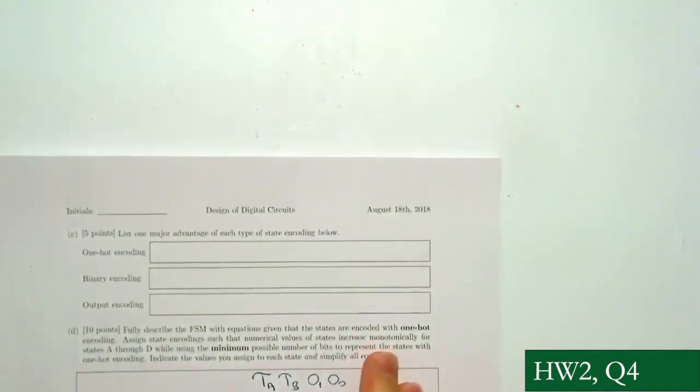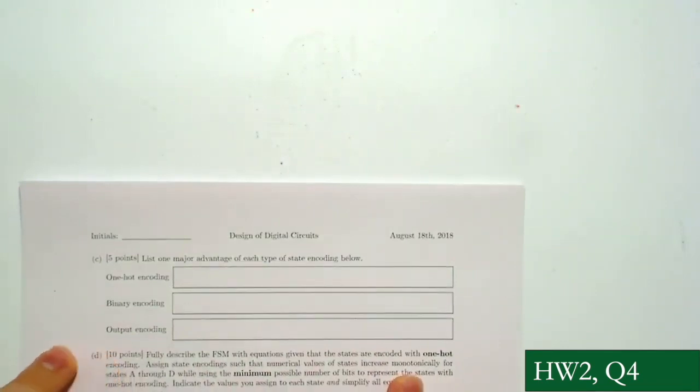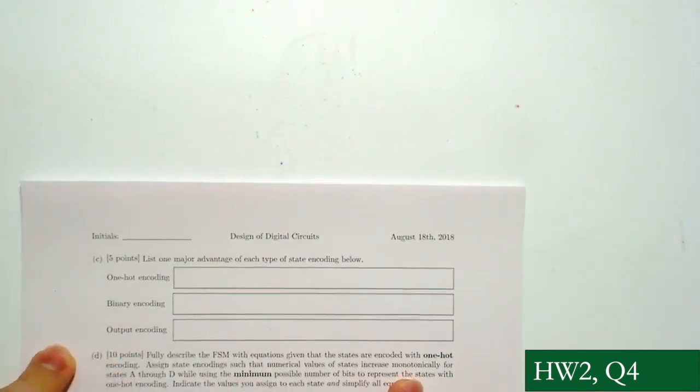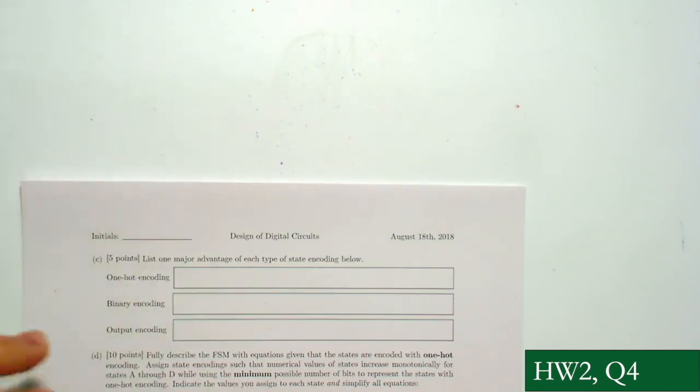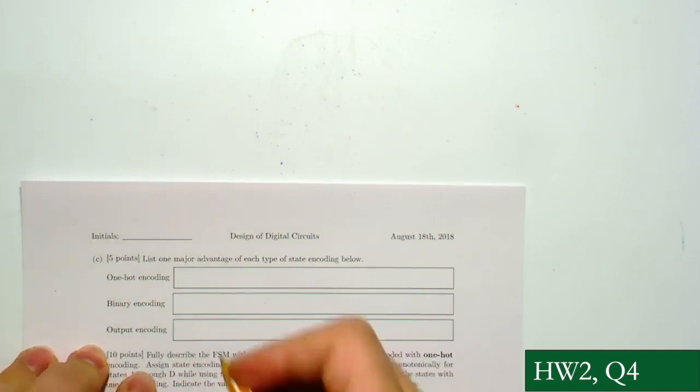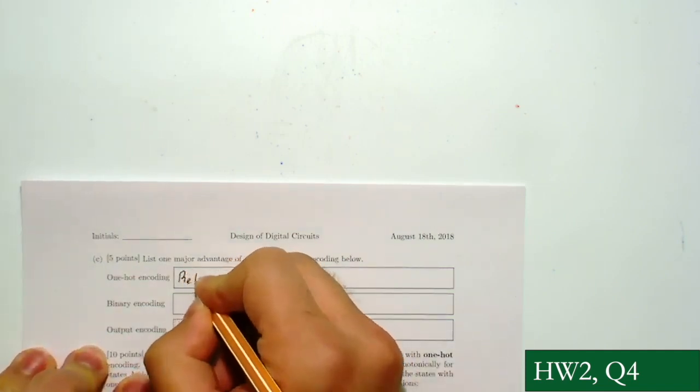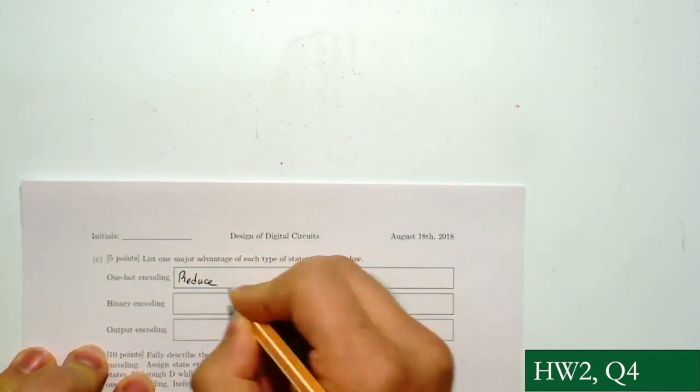All right. So for the C, it says to list one major advantage of each type of state encoding below. For one-hot encoding, our aim is to reduce the next state logic wires, right? So for the one-hot, we basically try to represent each next state logic, hopefully, ideally with a single bit. So this means that you reduce next state logic.